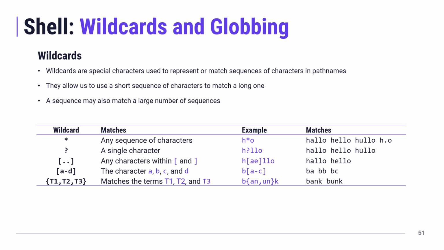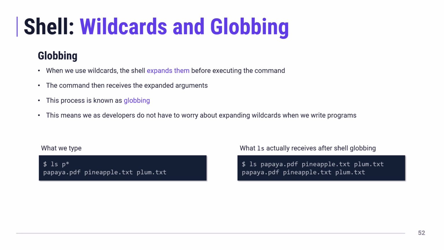And then finally, the curly braces allow us to match specific substrings, specific terms. So in this example, T1, T2, T3, that has 3 in it. Again, you can have as many as you like in there. So in my example here, we've got AN and UN, and that's going to match bank and bunk. Now, when you type wildcards at the shell, before the shell actually executes the command that you're trying to invoke, it will expand the wildcards, and the command is going to actually receive the result of expanding the wildcard.